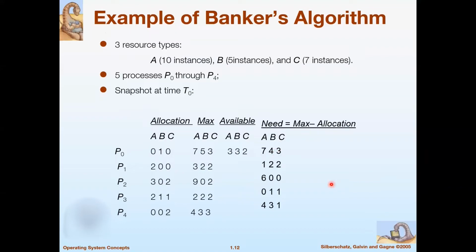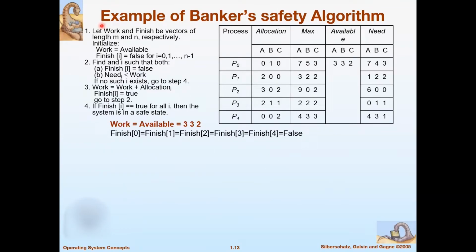Now we want to find out whether the state that we reached is a safe state or not. That means we will find it using the banker's safety algorithm. So in this slide, for our convenience, I put the algorithm on the left side and all the other data sets for the example on the right side.